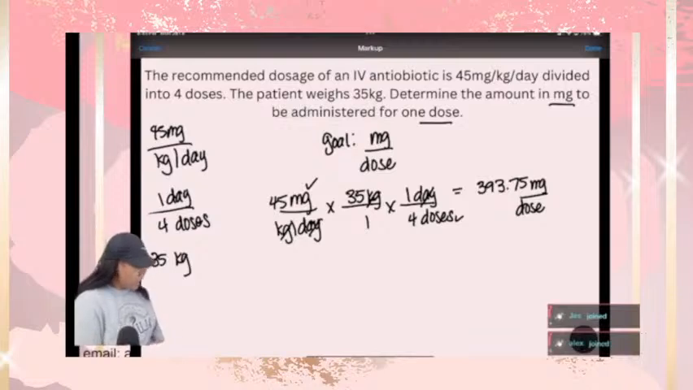Dosage calculation knowing. Okay? Does anybody need me to further explain this one?